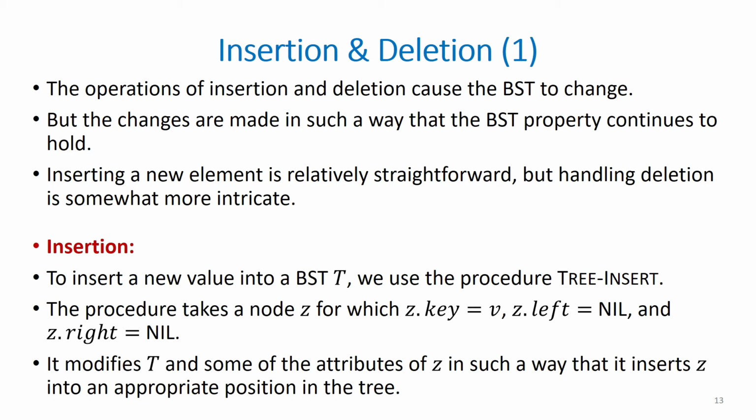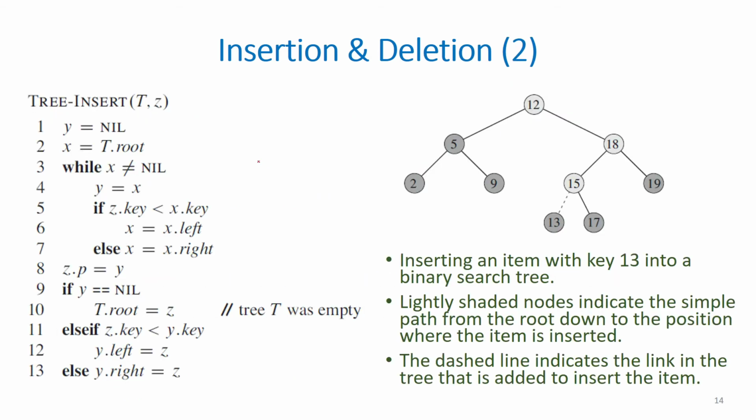Starting from the root node, it traces a path downward looking for a nil value to replace with the new node Z. The pseudocode for this procedure is shown over here. In this example, suppose we want to insert a new node with value 13. Starting from the root, we compare the key of the root with 13. Since 13 is greater than 12, we move into the right subtree of the root.